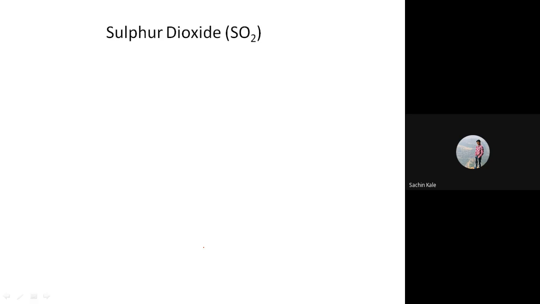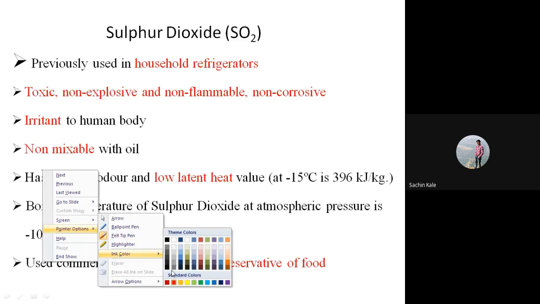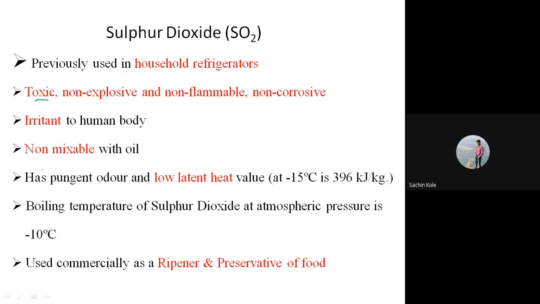The second refrigerant, under the category of inorganic refrigerants, is sulfur dioxide. This sulfur dioxide refrigerant was used in household refrigerators before the introduction of halocarbon refrigerants, but nowadays we are not using it. It is also toxic. It is non-explosive, non-flammable and non-corrosive. It is irritant to the human body when it comes in contact with it, and it is non-mixable with oil.